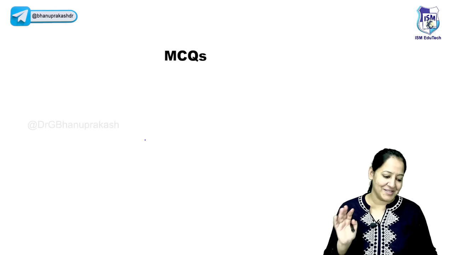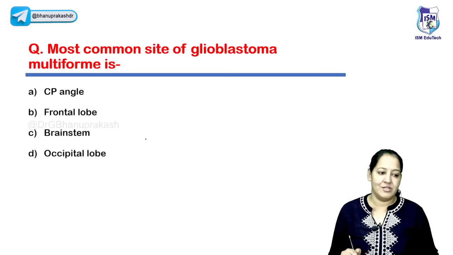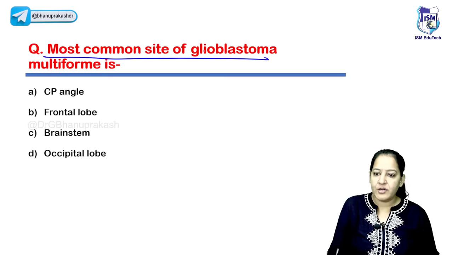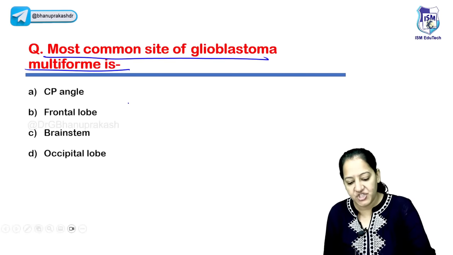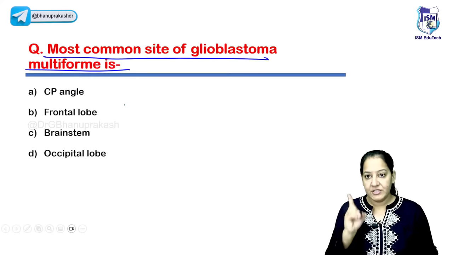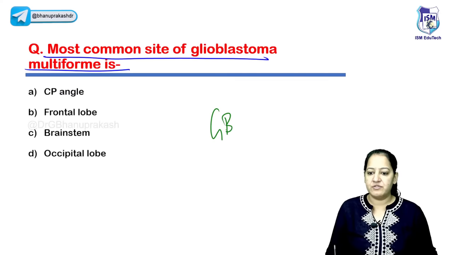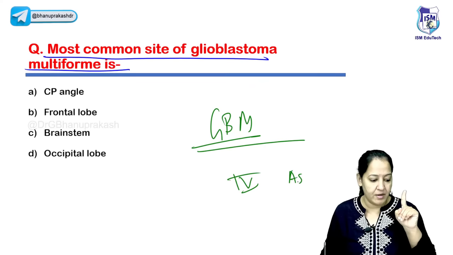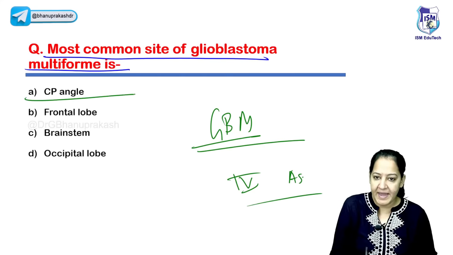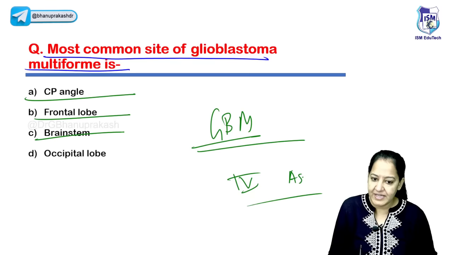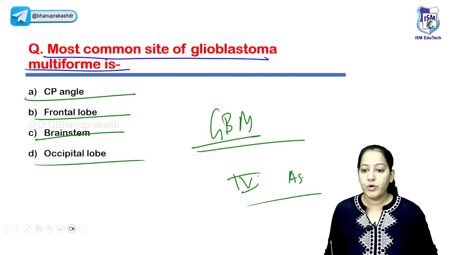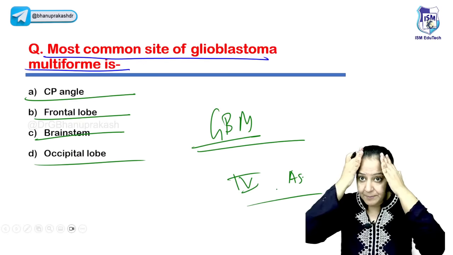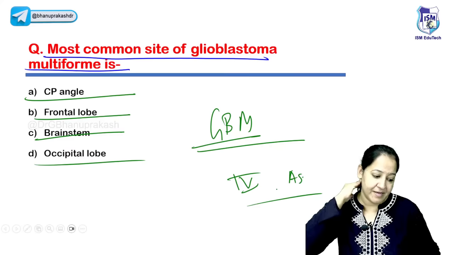Okay, let's solve some MCQs now. The first question is in front of you. Tell me the most common site of glioblastoma multiforme. GBM, the most common site of GBM, glioblastoma multiforme. I am asking about grade 4 astrocytoma. Is it CP angle? Is it frontal lobe? Is it brainstem or occipital lobe? I told you the grade 4 astrocytomas are common in the cerebrum. Grade 1 are common in the cerebellum and brainstem.